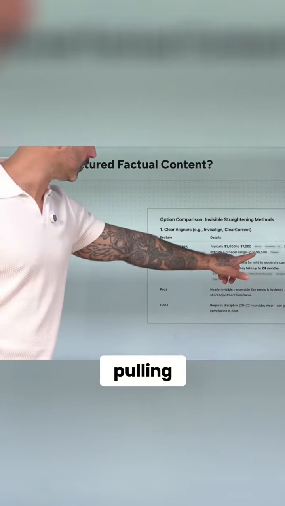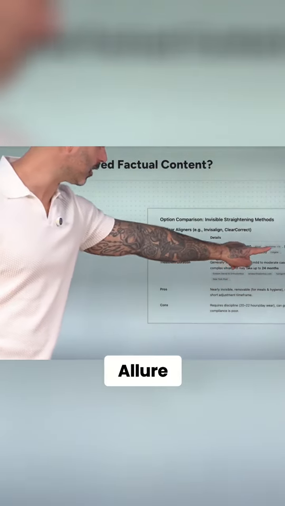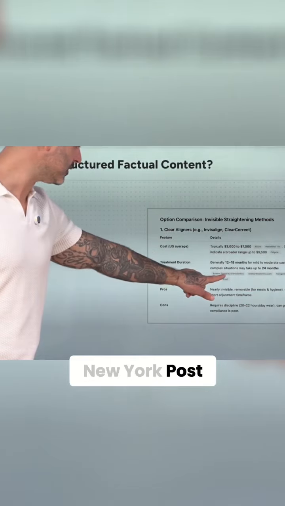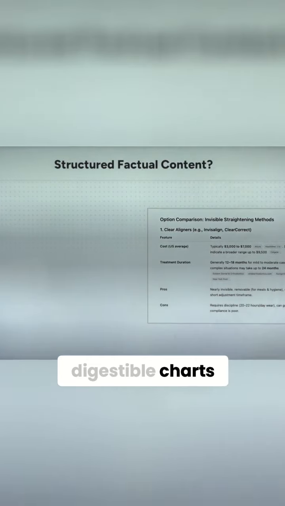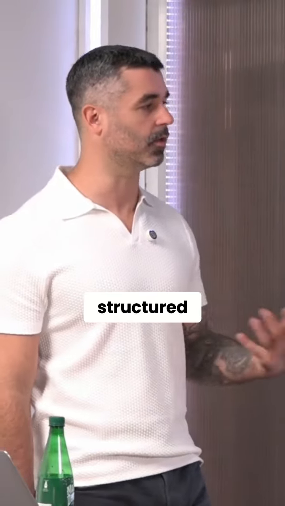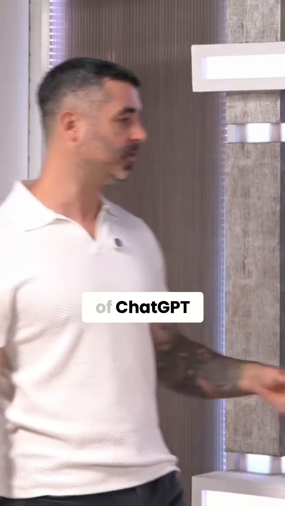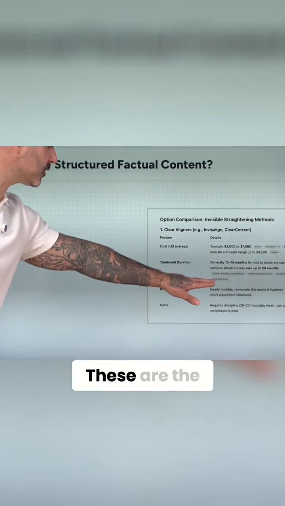These are all pulling. You can see these little citations in here: Allure, Healthline, Colgate, New York Post, Dental and Orthodontics. They're pulling all this information and putting it into these very clean, digestible charts for people to understand. That's what this structured content refers to inside of ChatGPT. And you can see these citations. These are the equivalent of rankings.